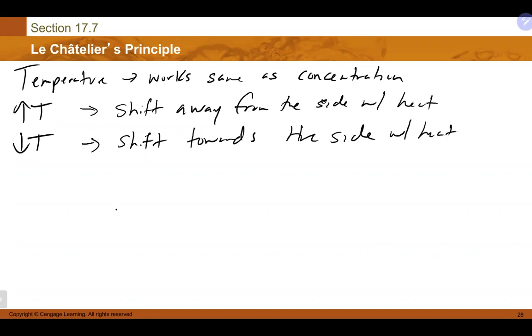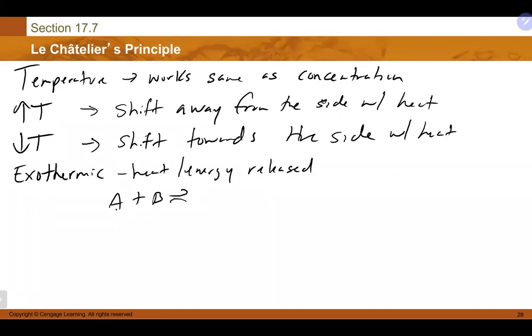So how do I know which way it's really going to go? It does depend on what type of reaction you're dealing with. If you are dealing with an exothermic reaction, that means heat and energy is released. What that means in terms of an equation is we consider heat and energy as a product. So it's basically a product in this case.